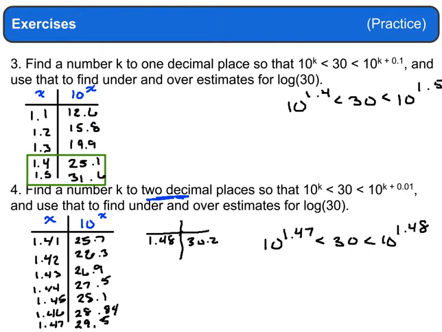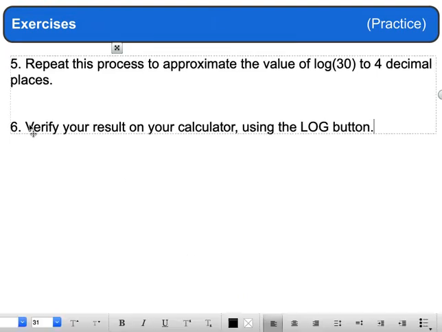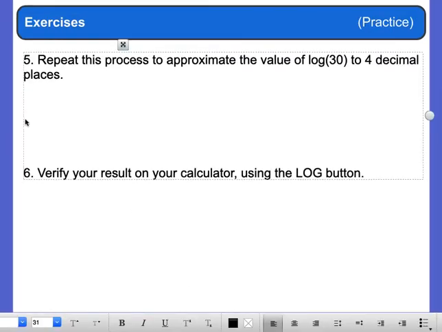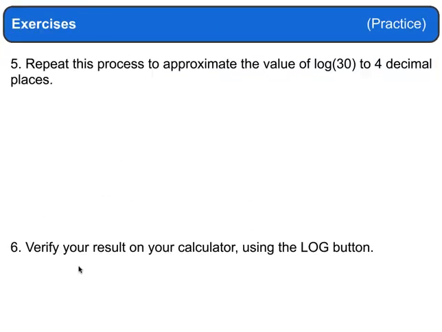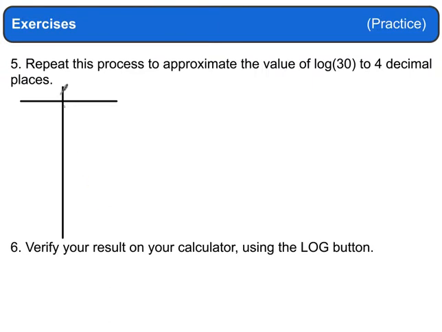So they ask us, I think, to do this one more time. And number 5, repeat this process to approximate the value of log to 4 decimal places. So we'll make some room. I'm going to put that down there. If we're going to do that, we would need another table for 3 decimal places. So remember, we're going to be plugging in some x's where we left off last time, and then we're going to do 10 to the x power again.